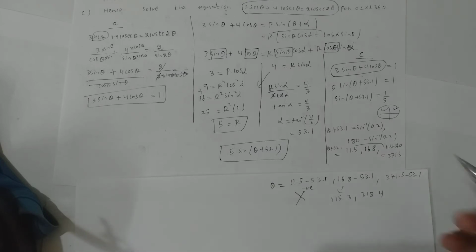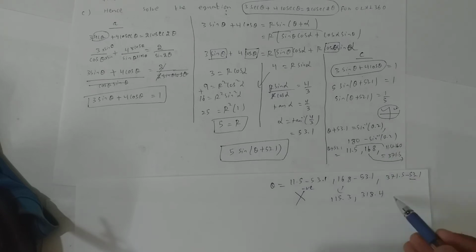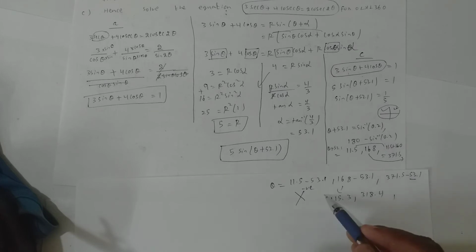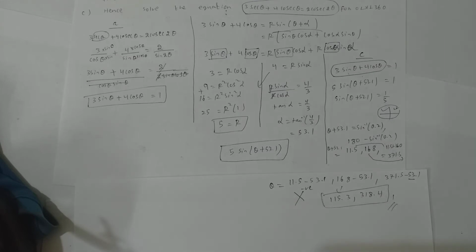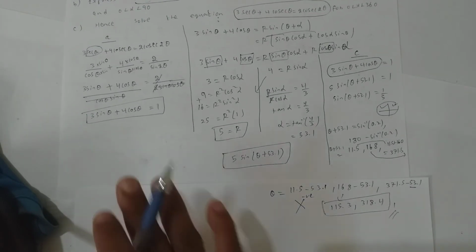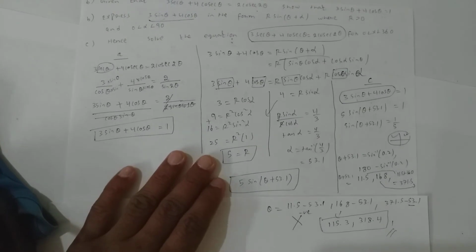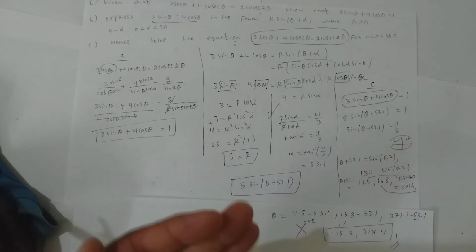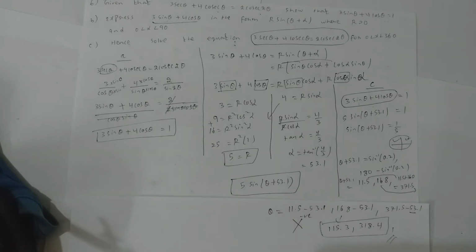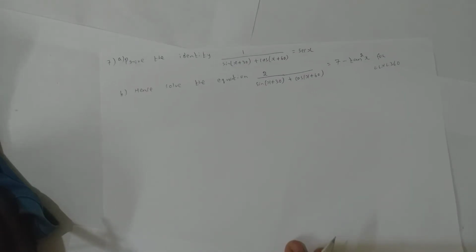If I again add 360 to this and I subtract 53.1, my answer will be more than 360. So I am not doing it. So only these two are my values of theta. Clear why I added 360? So whenever you are subtracting or dividing, in those cases we are adding 360 and finding that one more angle. Let us look at the next sum.